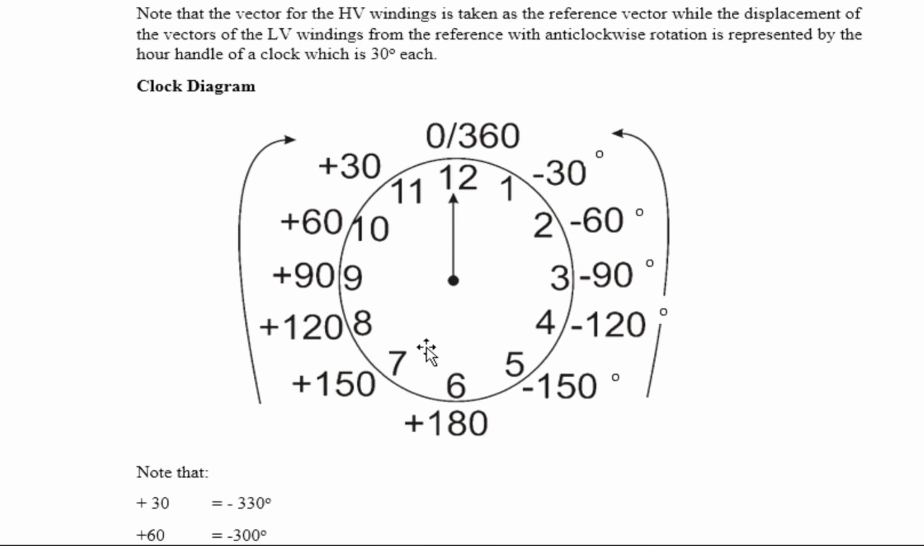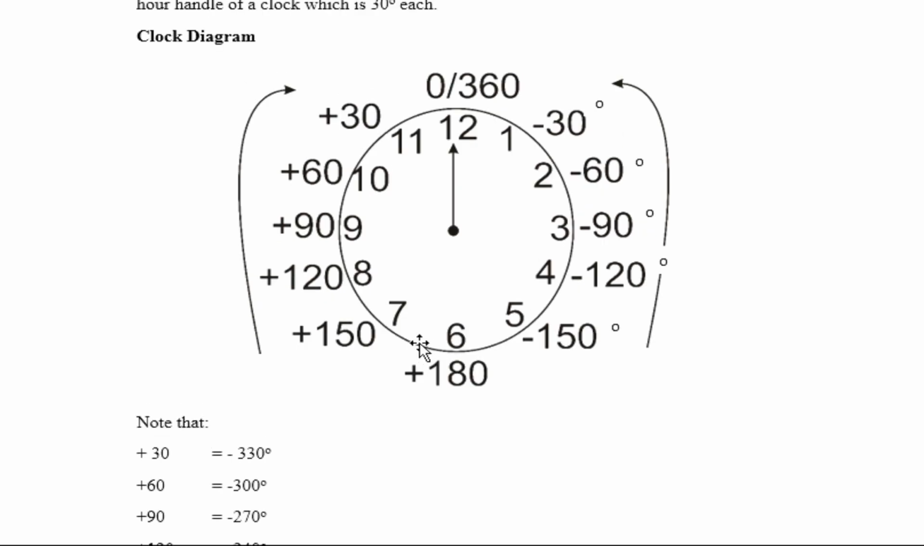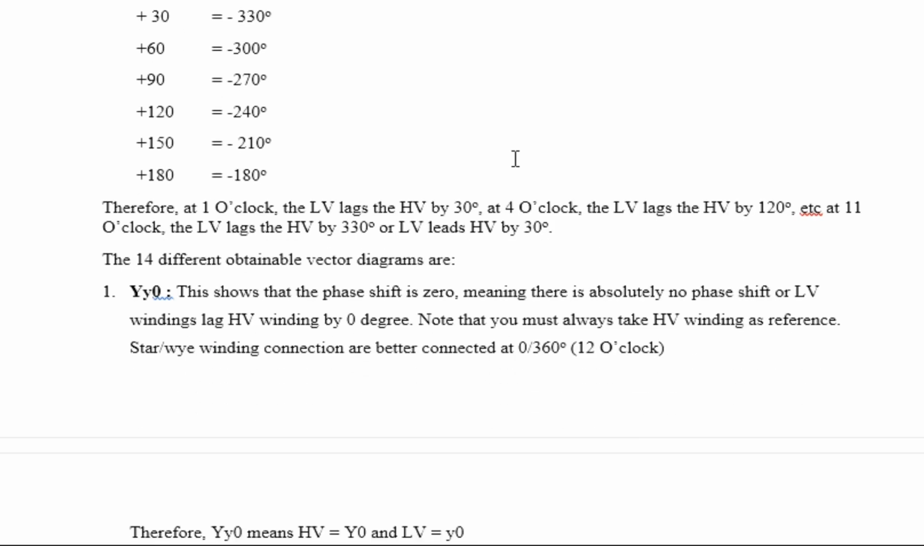Now on my screen, I have a diagram of a clock. I've explained this in depth when I was doing the star and delta. You could see this is 12 o'clock, 1 o'clock minus 30, minus 60, minus 90, because we are moving in a clockwise direction. But when we are moving in an anti-clockwise direction, from 12 to 11 is 30 degrees, from 12 to 10 is 60 degrees, 12 to 9, 90 degrees, 12 to 8, 120, 12 to 7, 150, and 12 to 6, 180. So this is what you need to have at your fingertips.